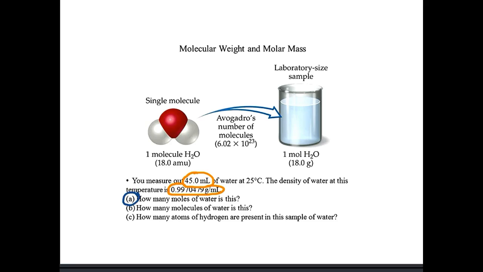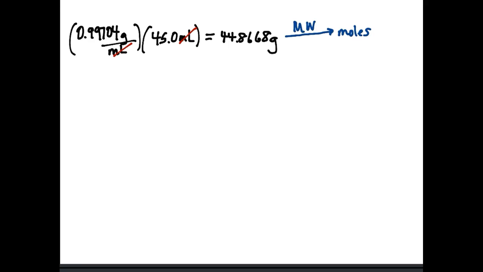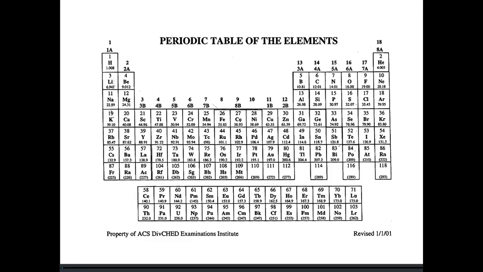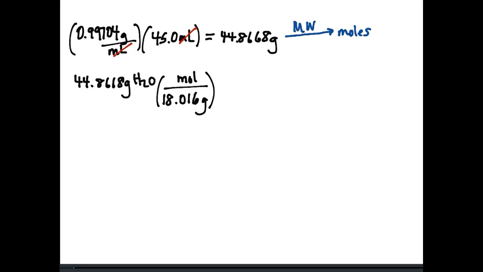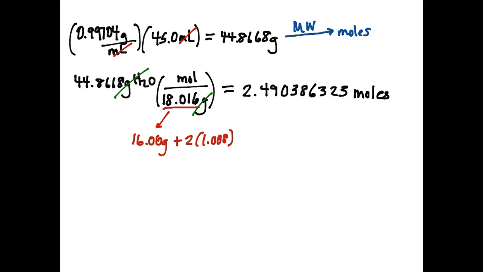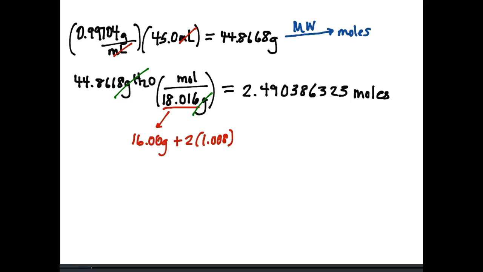And to calculate part A, we're going to convert that into moles using the molecular weight. Water is composed of oxygen and hydrogen, so its molecular weight is 18.016. I calculated that by adding 16 to 2 times 1.008. So we're going to divide the mass by the molecular weight, and that's going to give me 2.490386323 moles, which has too many significant figures.